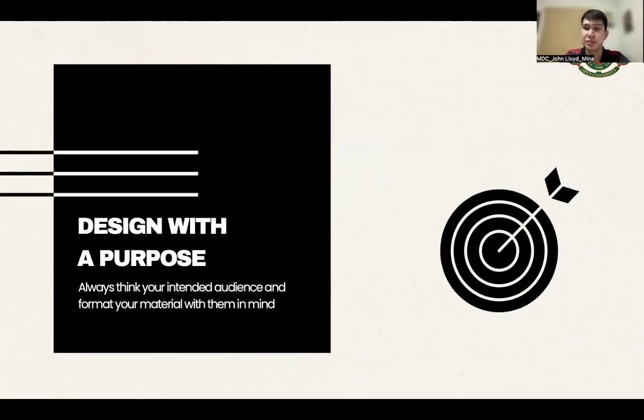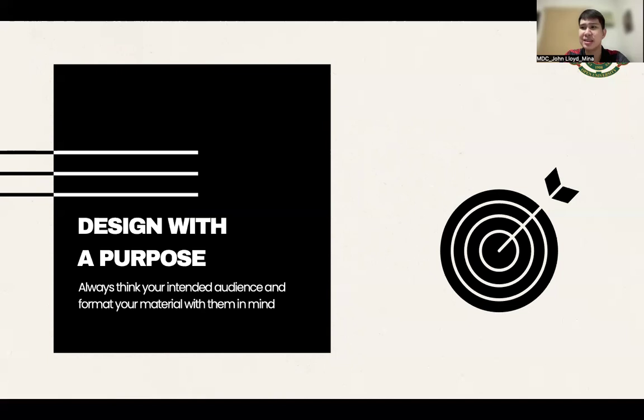Design with a purpose. The first principle is to design with a purpose. Always keep your intended audience in mind and tailor your material to suit them. In my experience, I always start by identifying the target audience. This allows me to align the design and clarity according to their needs. I imagine myself as the audience, assessing whether the design is clear and effective.